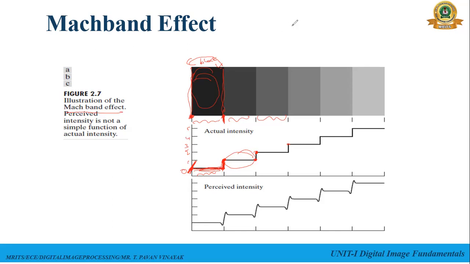It means here there is no black color in this region, but our eyes visualize this as black color. In this area, there is no color. Only here and here is the color. In between this area, there is no color. But due to this intensity and this intensity variation, in between the region, we visualize some color. This effect is called the Mach band effect.